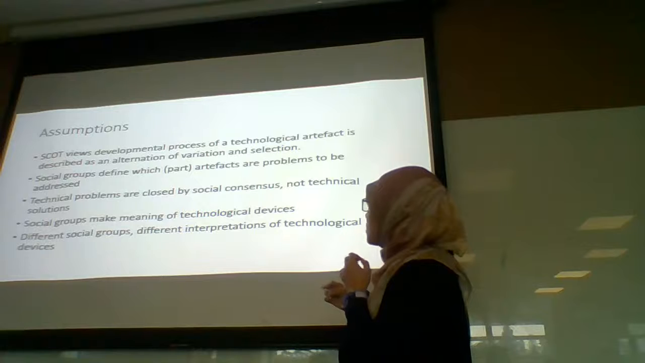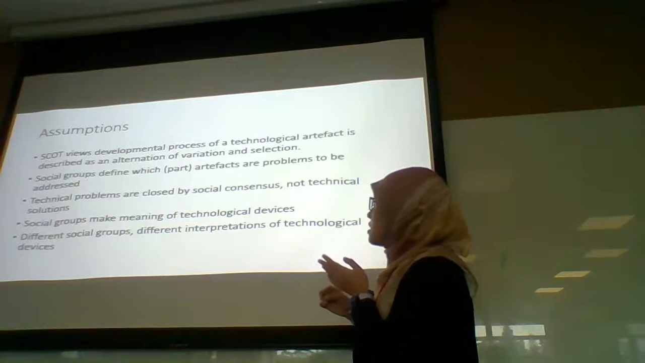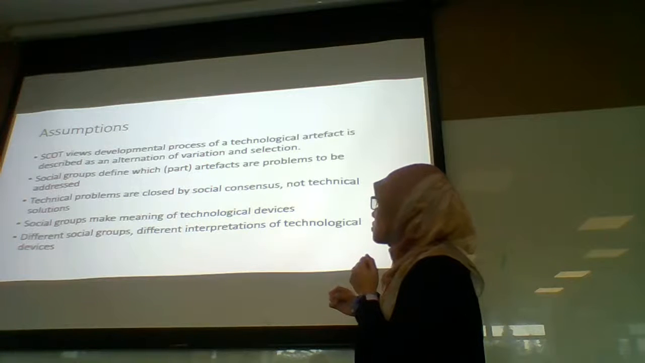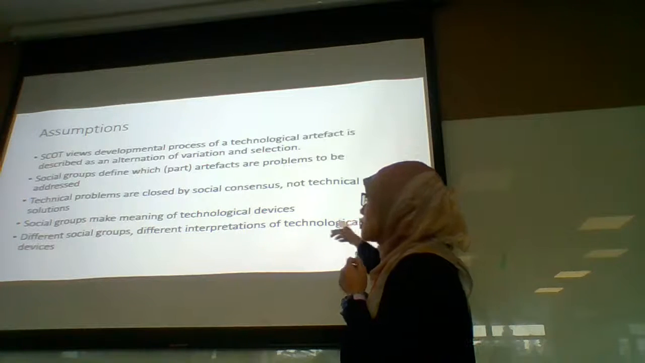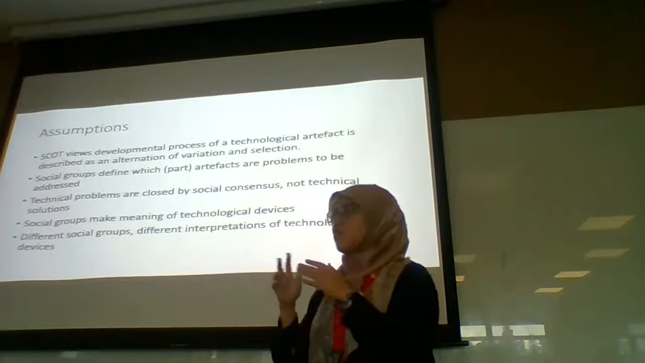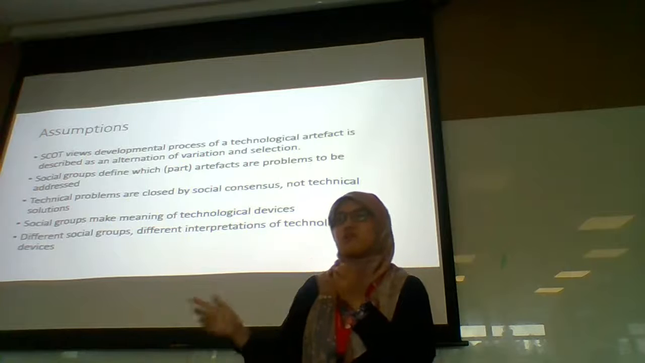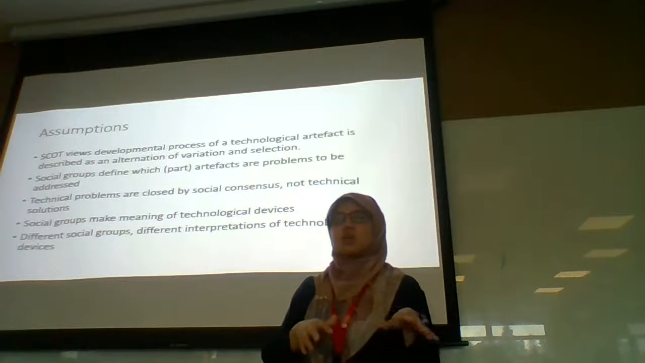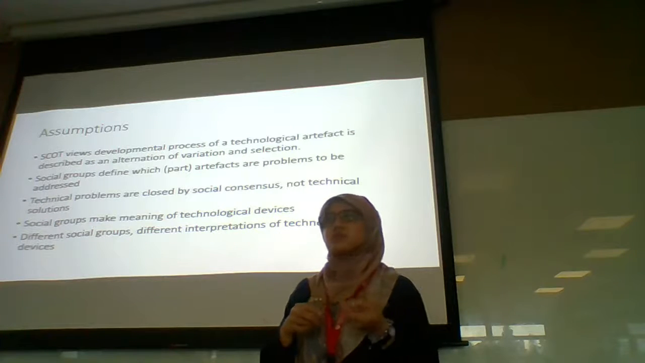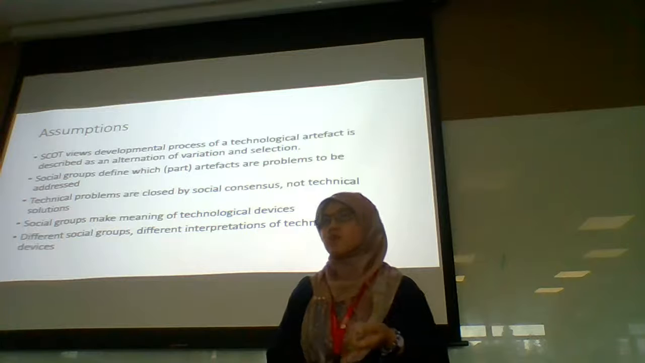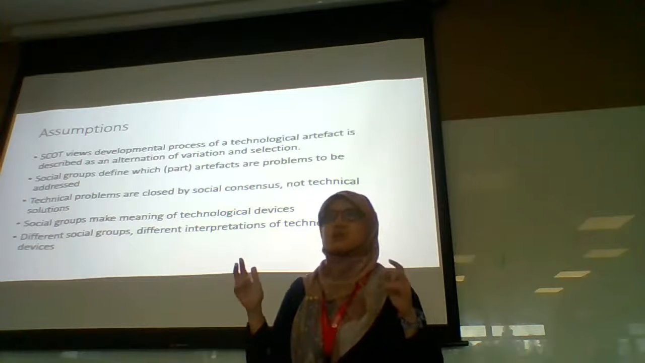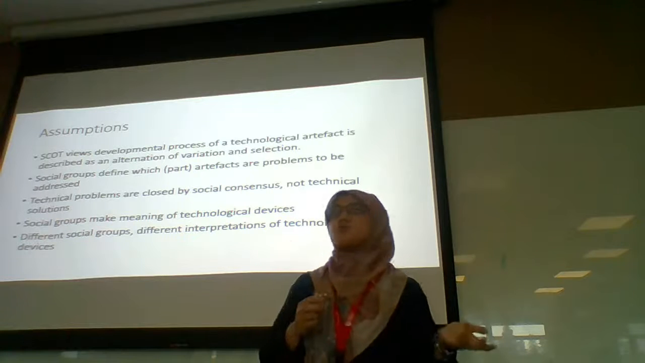And social groups define which parts of an artifact are problems to be addressed. And technical problems are caused by social consensus, not technical solutions. And technical solutions are usually adopted through technological determinism. So if you see the history of the handphone or the keyboard, historically we have two types of keyboards, one is the QWERTY one and the other one is the fork. And for technical solutions, usually the assumption is that the most efficient one is going to survive.